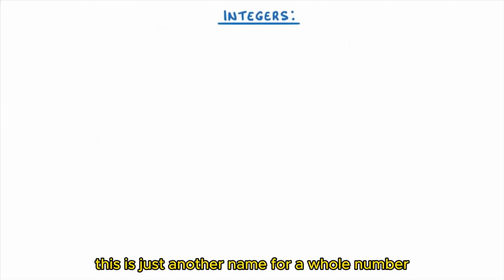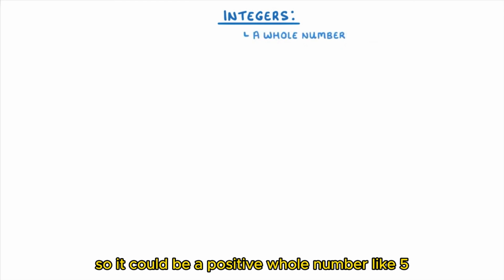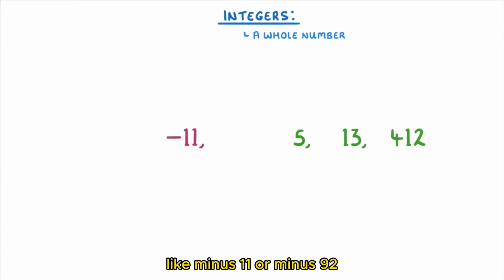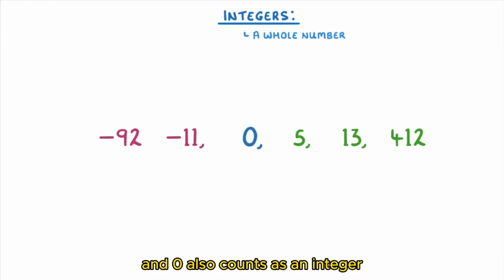If we start with integers, this is just another name for a whole number. So it could be a positive whole number, like 5, 13, or 412. Or it could be a negative number, like -11 or -92. As long as it's a whole number, then it counts as an integer. And 0 also counts as an integer.